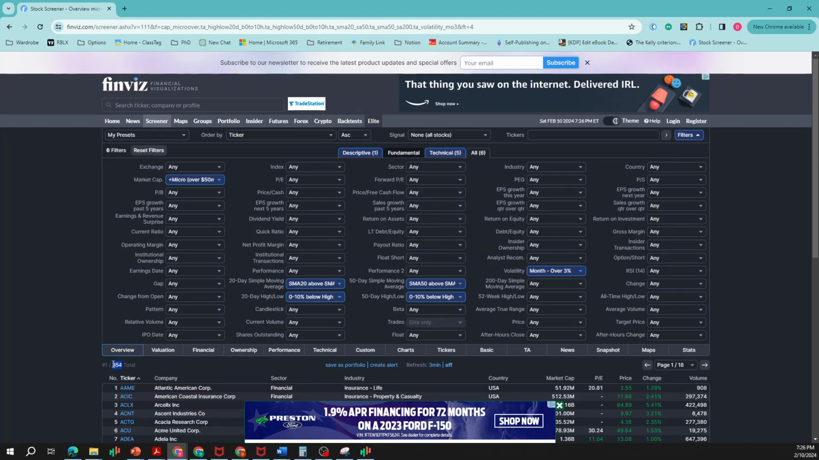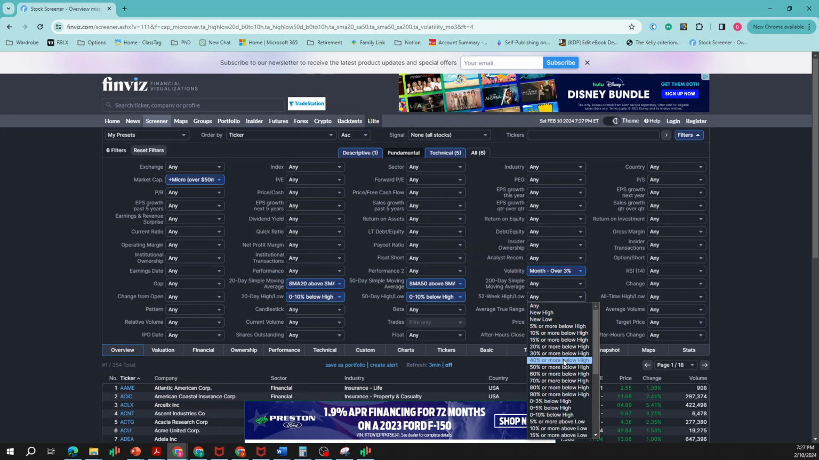So you can see there's 354 stocks left over after applying just a couple of basic filters here for, like I said, liquidity, trend, and relative strength, so to speak, because it's sitting within a certain amount of its 20 and 50-day highs.